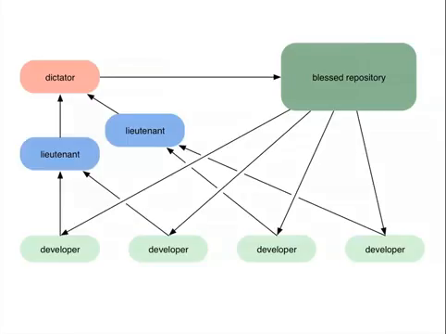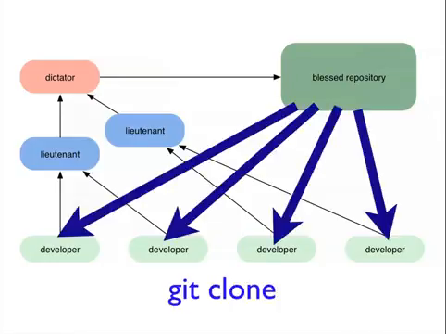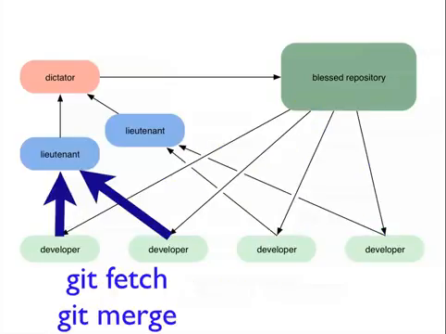So, the dictator and lieutenants model. This is how the Linux kernel generally works, and other very large projects work this way too, where there is a person in charge of the whole project, and then a number of lieutenants in charge of various subsystems of the project, and then a bunch of developers. The developers will clone from sort of a blessed repository. In the Linux kernel case, that would be Linus's Git tree. It could be whatever, however that convention is set up within that community.